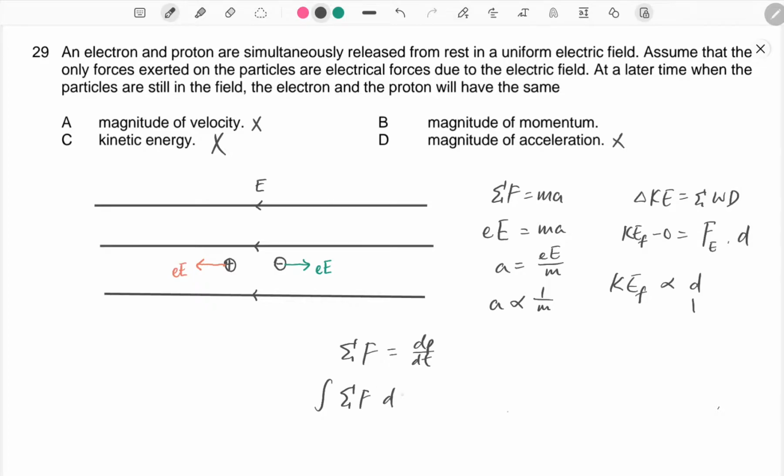So the area under the graph for the F-t graph will be equal to the impulse, or change in momentum. Since this force is the same for both, the change in momentum will also be the same. And they both start with 0 momentum, so they will end up with the same momentum later on. So the answer will be B.